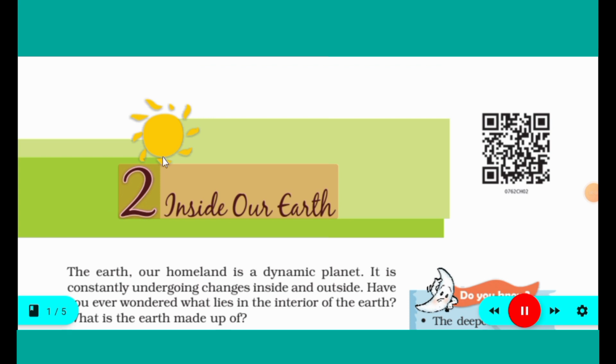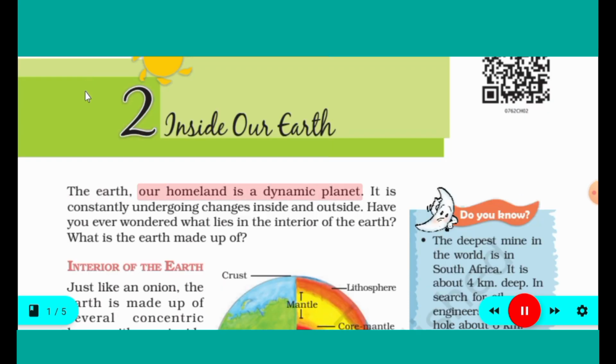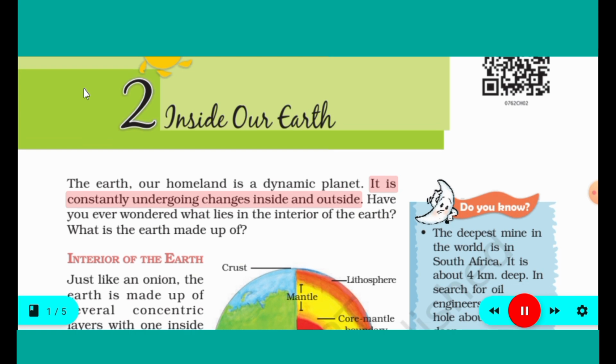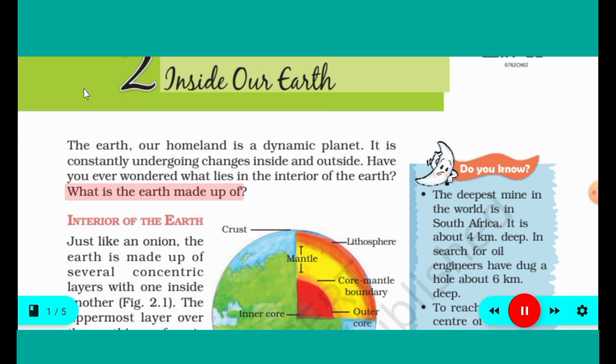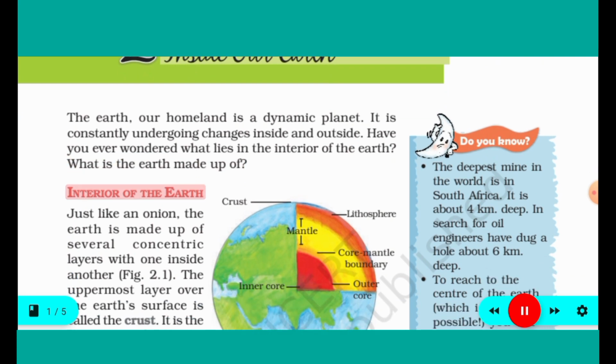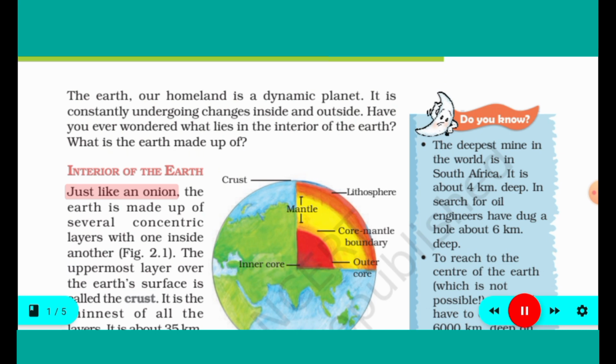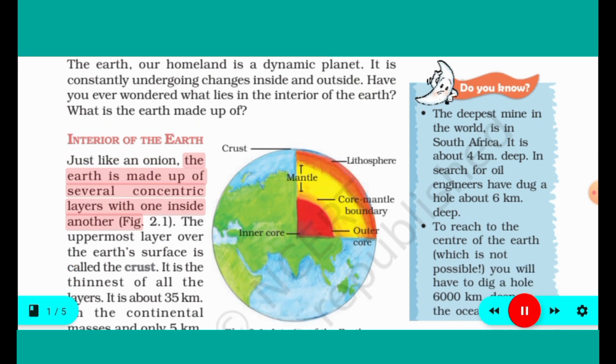Inside our Earth. Earth, our homeland, is a dynamic planet. It is constantly undergoing changes inside and outside. Have you ever wondered what lies in the interior of the Earth? What is the Earth made up of? Interior of the Earth. Just like an onion, the Earth is made up of several concentric layers with one inside another. Fig.